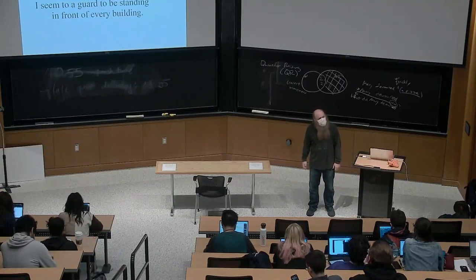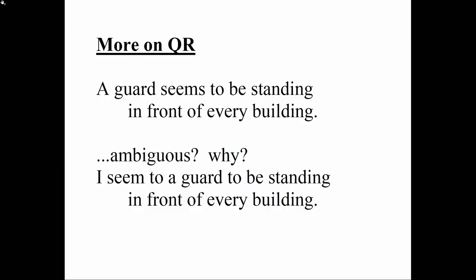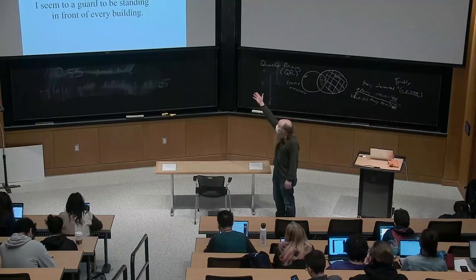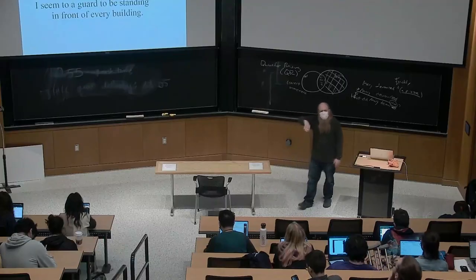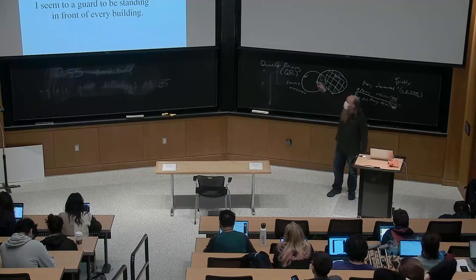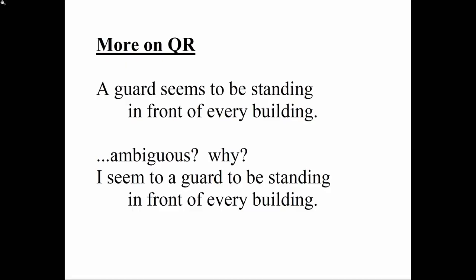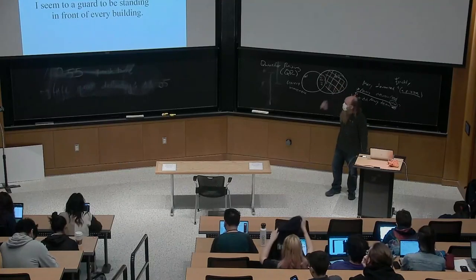Why can't the second sentence mean there are three guards, let's call them A, B, and C, and guard A thinks that I'm standing in front of building number 1, guard B thinks that I'm standing in front of building number 2, and guard C thinks that I'm standing in front of building number 3? Why can't it mean that, when the first sentence can mean A seems to be standing in front of building 1, B seems to be standing in front of building 2, C seems to be standing in front of building 3? We can play that alphabet and number game with the first example, but not with the second example. We're trying to figure out why. Here's a possible story about why.